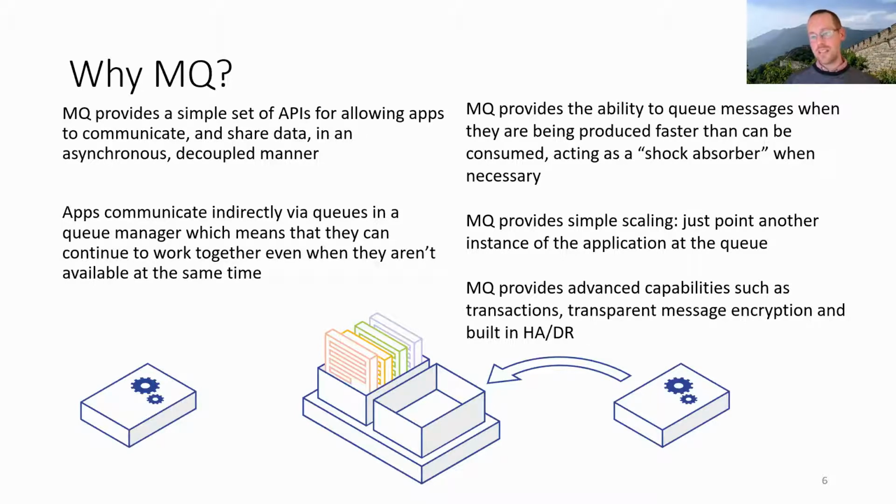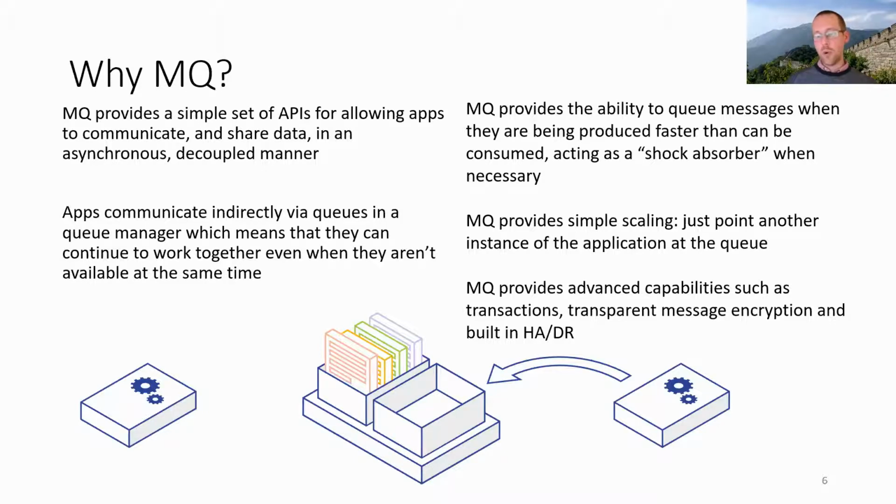Now, as well as all of these more basic capabilities, MQ provides a whole load of extra advanced technology on top of that. We provide support for transactions, which basically allows you to group multiple sets of messages as a single atomic unit. So you might say, I want to either send these 3 messages or send none of them at all, and transactions allow you to do that.